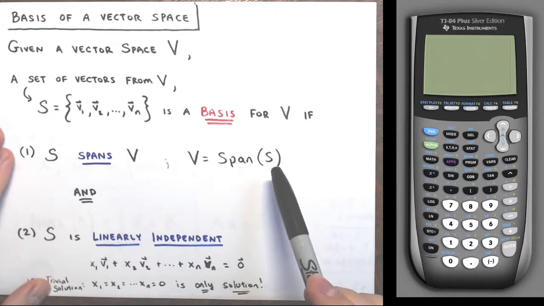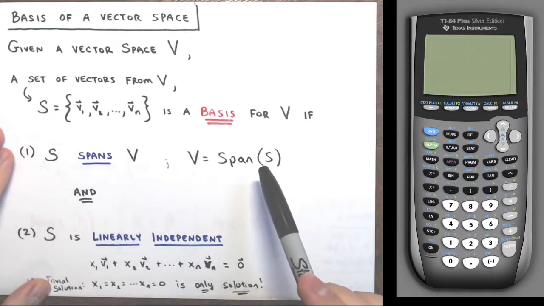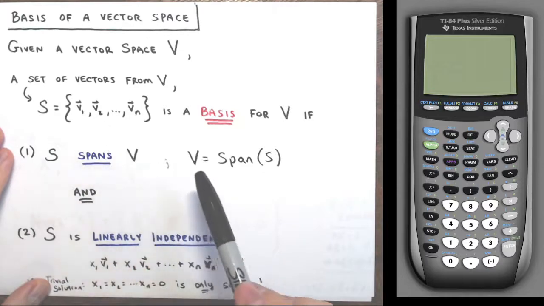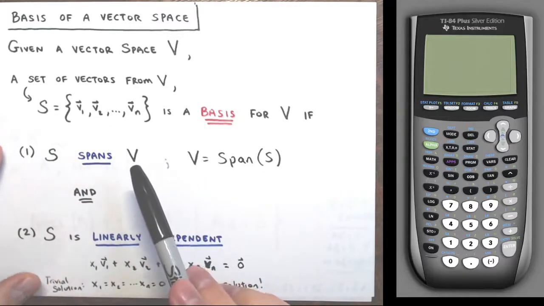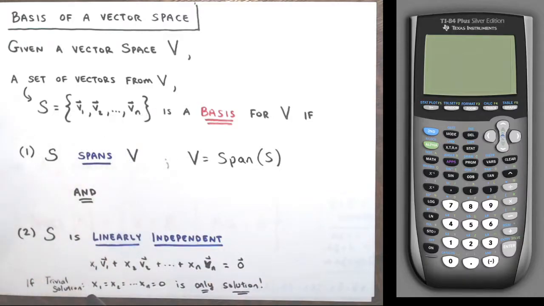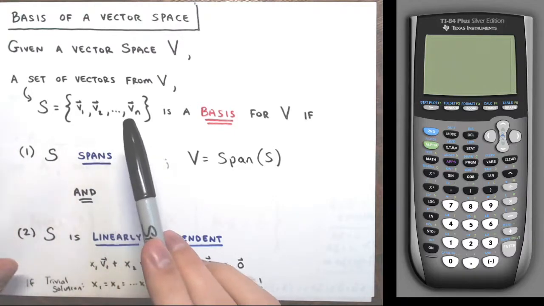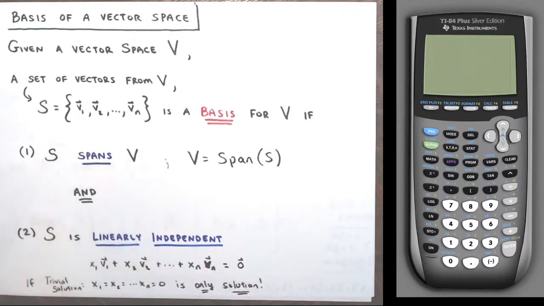I remember what the span of a set of vectors was. This was just the set of all linear combinations of the vectors in S, right? So this is saying that every vector in the vector space can be written as a linear combination of these n vectors. Also, the set S is linearly independent. That means that every vector in here cannot be written as a linear combination of the other vectors in S.